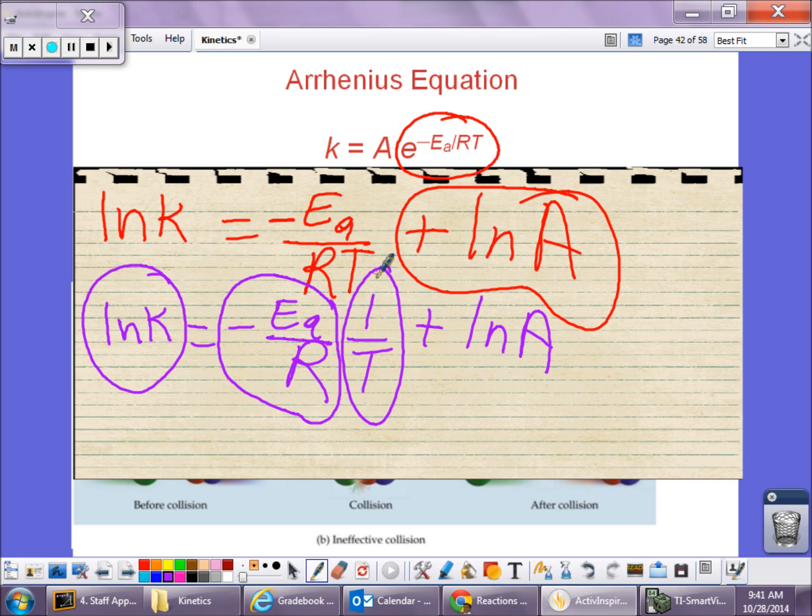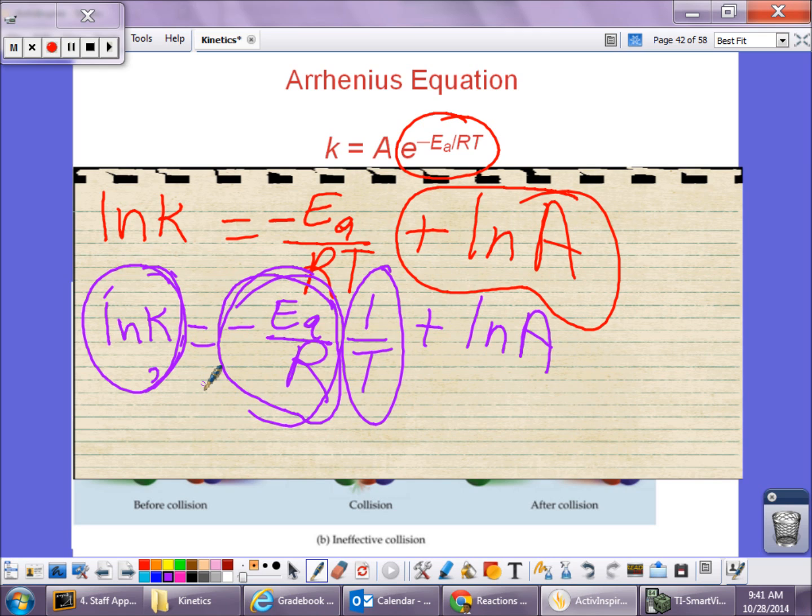Whenever you do your experiment, you change the temperature. That's the only thing that will change the rate constant. So you are going to plot the natural log of the rate constant versus the reciprocal of your temperature in Kelvin. When you do that, you should get a straight line, and the slope of the line is negative activation energy over R. An AP question will ask you to calculate the activation energy.